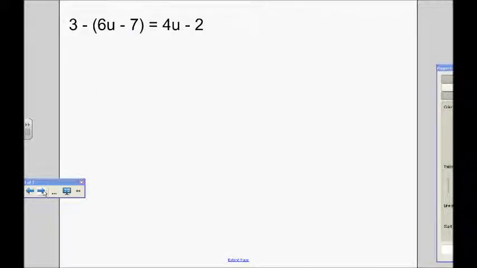One more example with brackets, because Miss Vanna loves distribution. Now, this one's a tricky one, because you're all going to be really tempted to distribute that 3. But this question says 3 minus and stuff in brackets. So instead of distributing the 3, because you only distribute when there's multiplication, you just distribute the negative. So this one becomes 3 minus 6u plus 7 is equal to 4u minus 2.